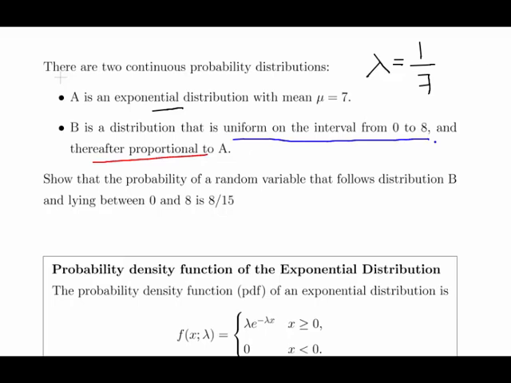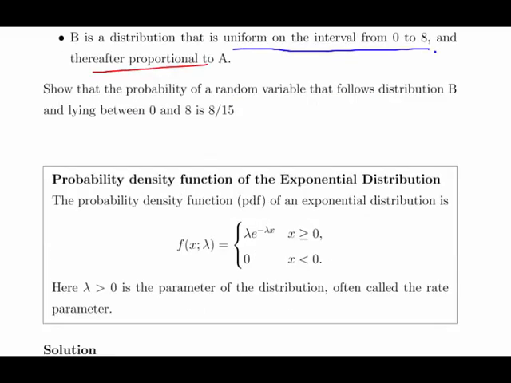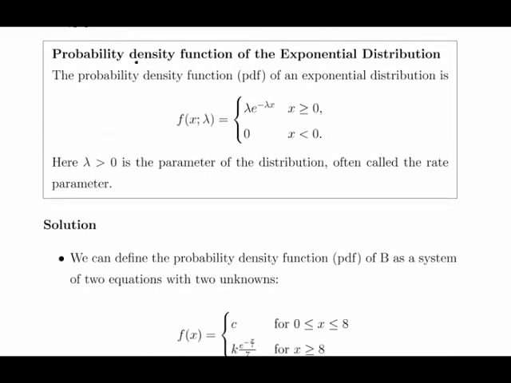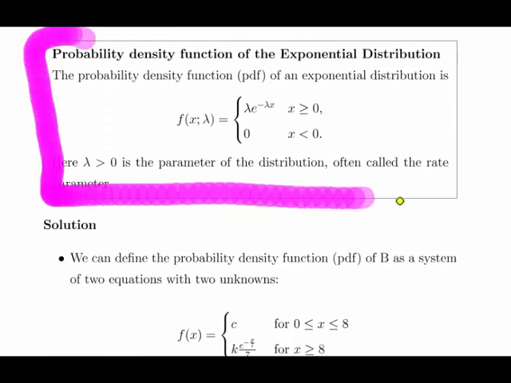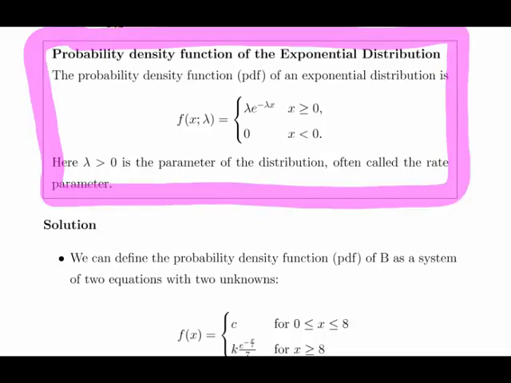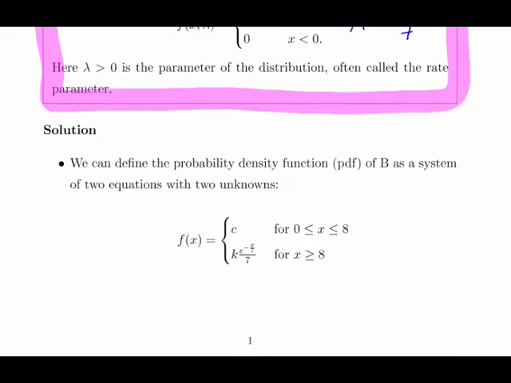So show that the probability of a random variable that follows B lying between 0 and 8 is 8 over 15. Just to start us off, this is a revision of the definitions regarding the exponential distribution. So essentially this part here is the key thing. Lambda here is equal to 1 over 7, so we're going to use that later on. So that is 1 over 7 times e to the minus 1 over 7 times x. Just keep that in mind.